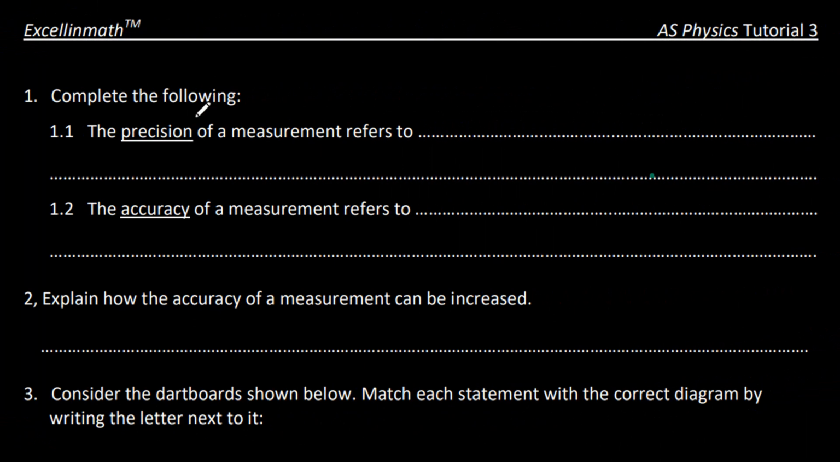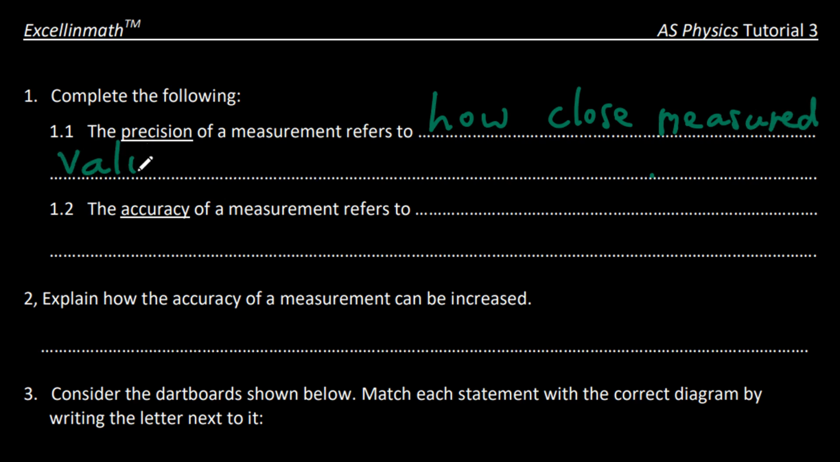Question 1 here deals with the definitions of precision and accuracy. It says complete the following, and in 1.1, the precision of a measurement refers to how close measured values are to each other.